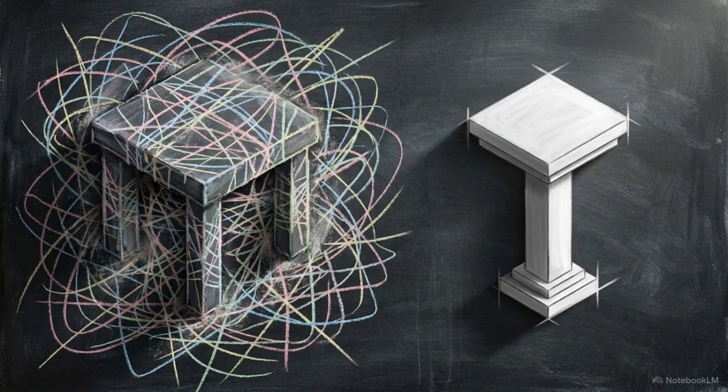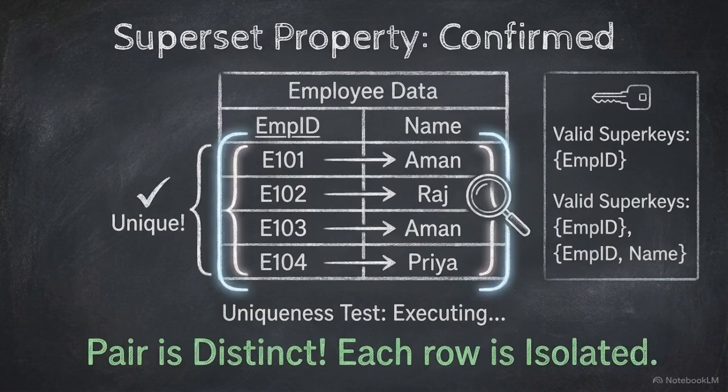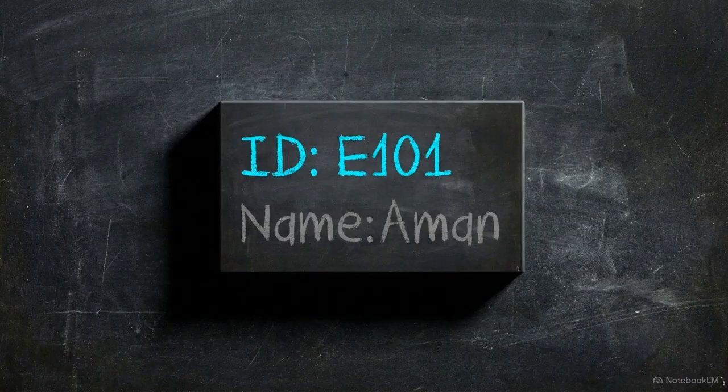Single columns are straightforward, but evaluating sets of multiple attributes often traps beginners who focus only on the smallest possible unique set. Consider this. Employee ID alone is unique. What happens if we combine the ID and name? Executing the uniqueness test reveals a mathematical certainty. Because the ID never repeats, the pair is distinct. According to formal definition, this isolates every tuple. It's a valid superkey. You might immediately recognize that the name attribute is technically redundant here.